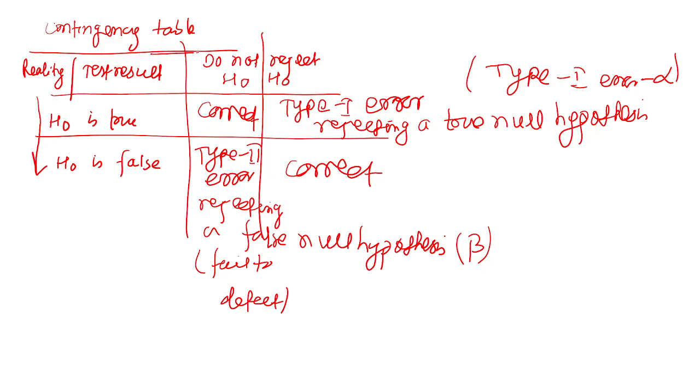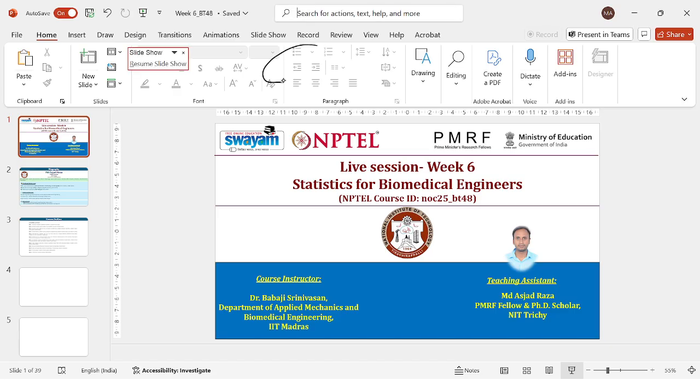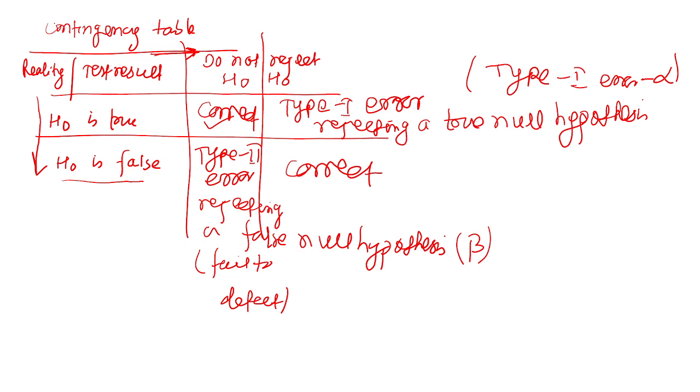In the contingency table we have the reality, and this is the test we have done. Because H naught is true, we do not reject the null hypothesis, so it is correct. When H naught is false in reality and we reject it, that is also correct. But if in reality the null hypothesis was true and we rejected it, that becomes the type 1 error.